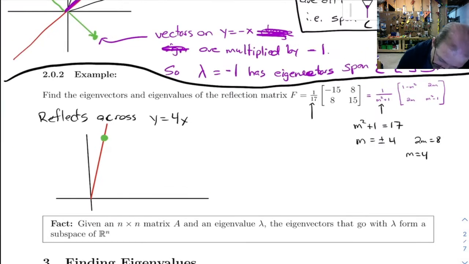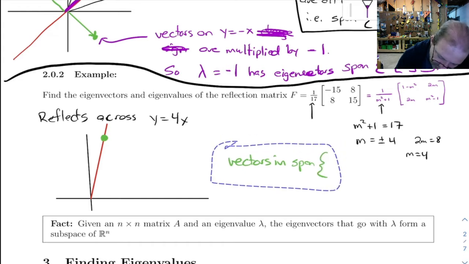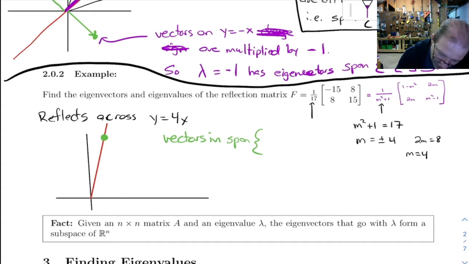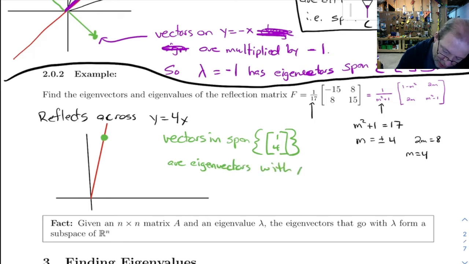So the vectors in the span of, remember span just means all the multiples of these guys, the vectors in the span of, what would this be? It'd be 1, 4. Are eigenvectors with eigenvalue equal to 1.